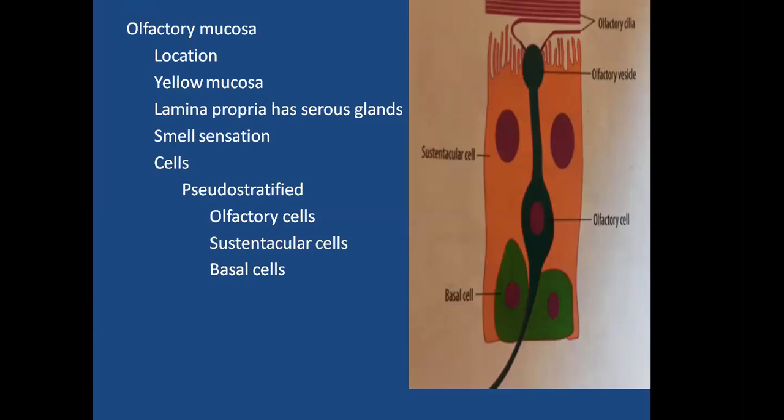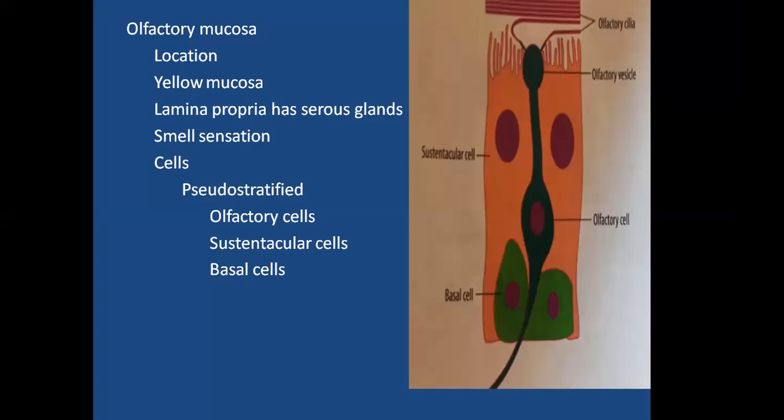This olfactory mucosa lies over the roof of the nasal cavity, superior concha, and the upper part of the nasal septum. I am repeating again that the olfactory mucosa lies in the roof of the nasal cavity, the superior concha, and the upper part of the nasal septum. It is yellowish in color. The lamina propria has glands, but they are serous in nature. They have the ability of smell sensation. Different kinds of cells are present.